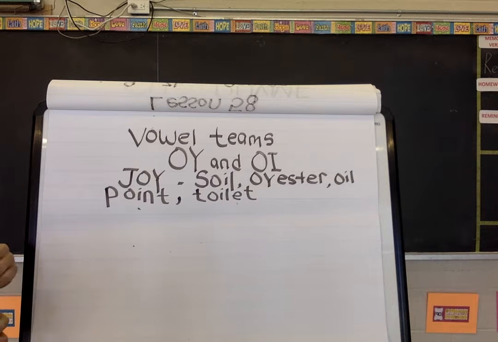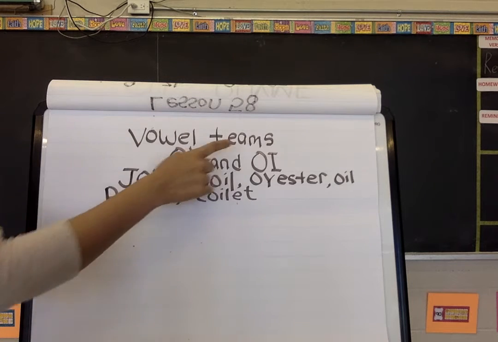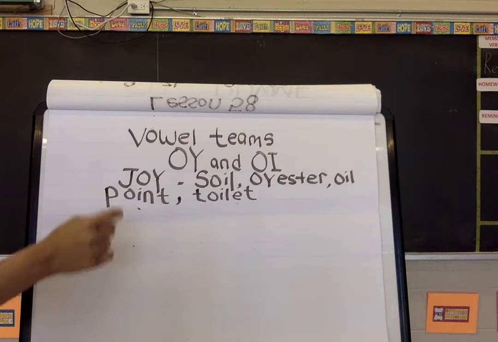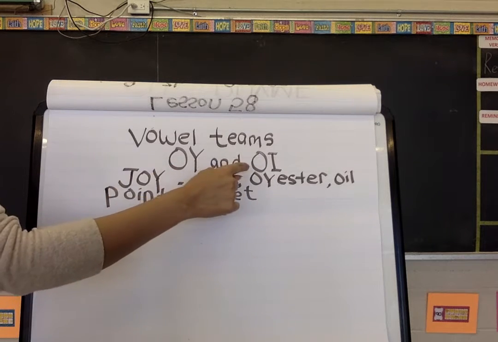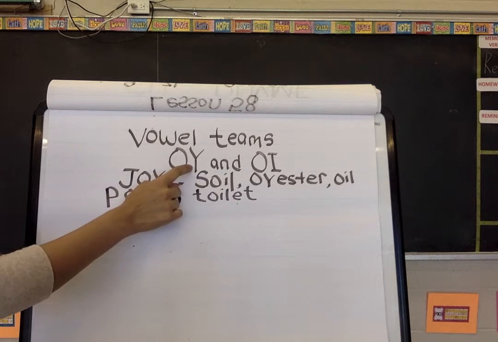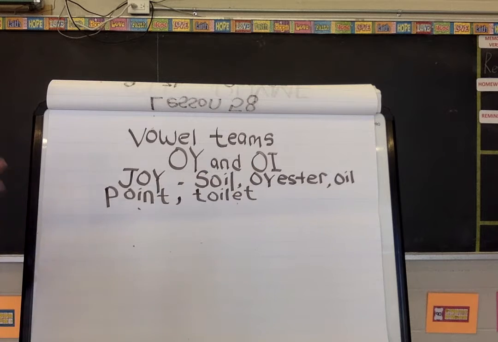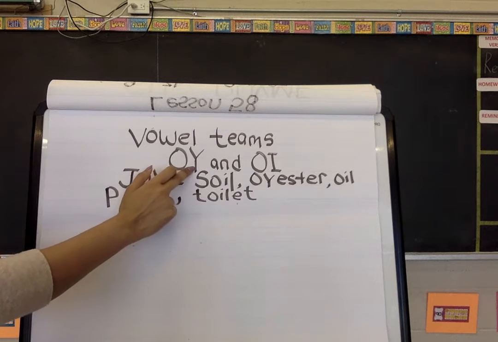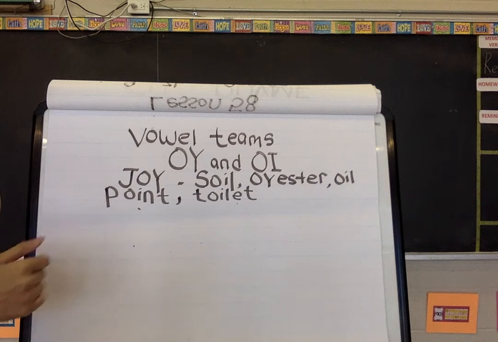So we are going to do a reading lesson for this week. In today's reading lesson, we will be looking at vowel teams OY and OI. So OI spelled OY and OI spelled OI. Okay, and we are going to look at words that have the OY sound and OI, and we're going to learn when do we see the OY and when do we see the OI.